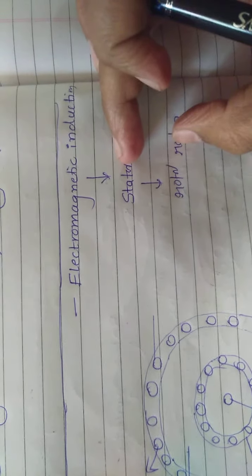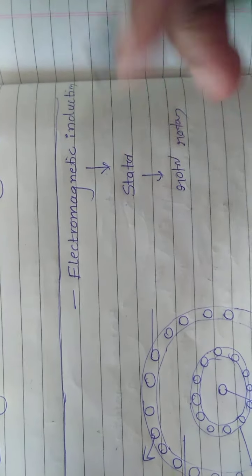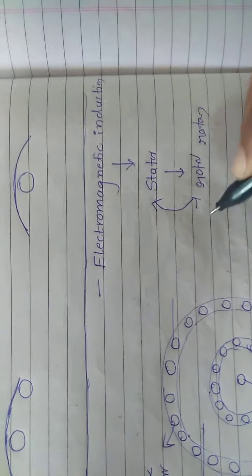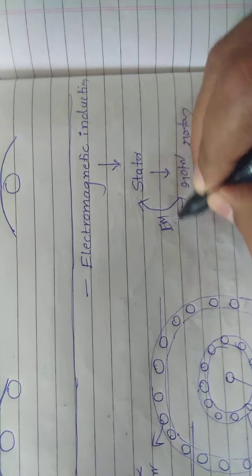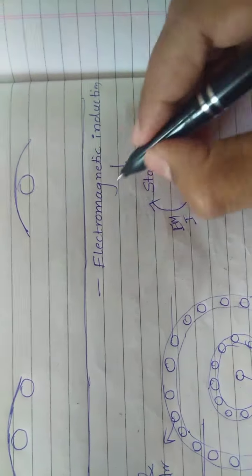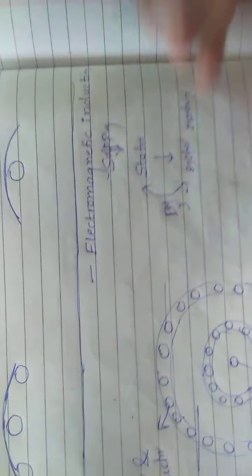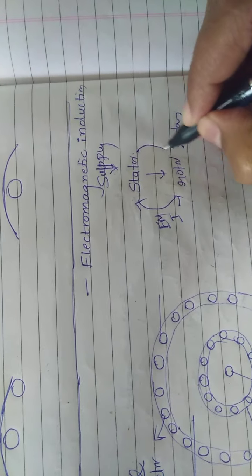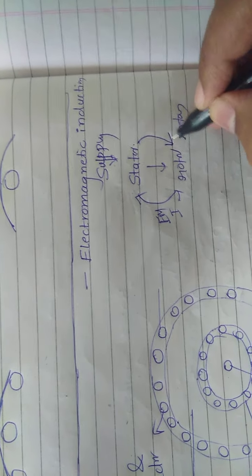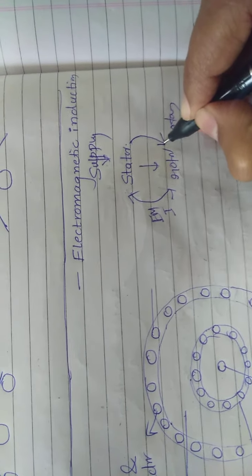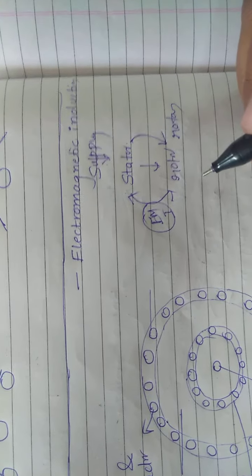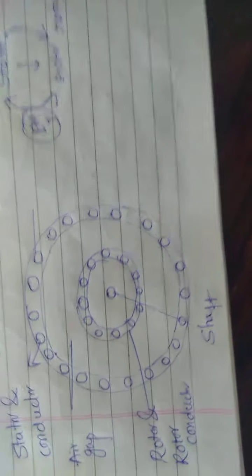Correct? We are giving supply to the stator. Rotor rotates means what? And what is the relation between stator and rotor here? There is electromagnetic induction between them. Whenever you give supply to the stator, it will be induced to the rotor. EMF will be induced at the rotor side because of the electromagnetic induction principle.